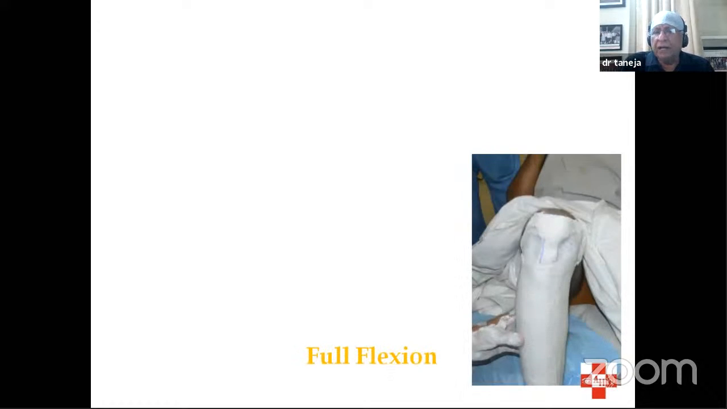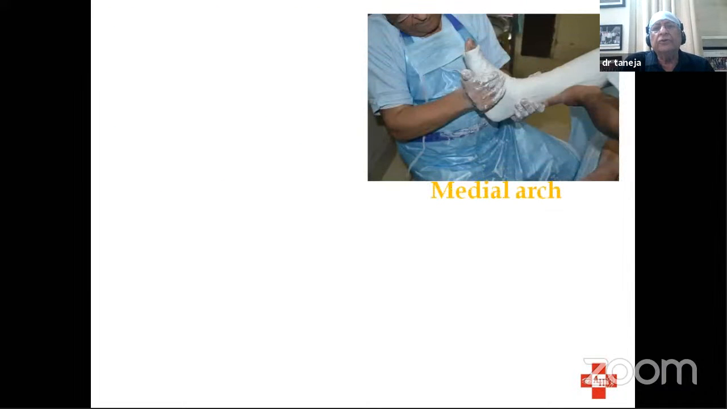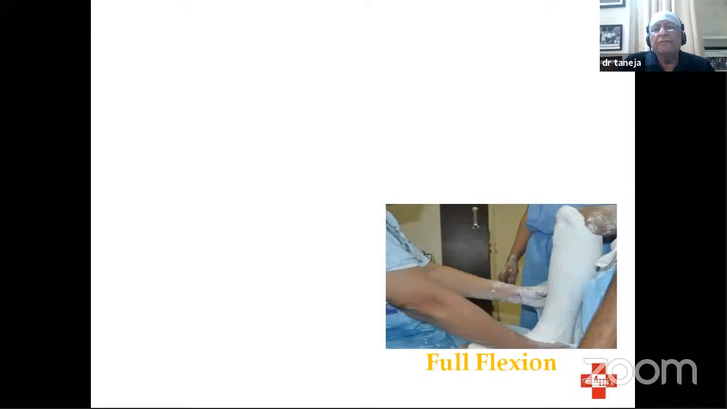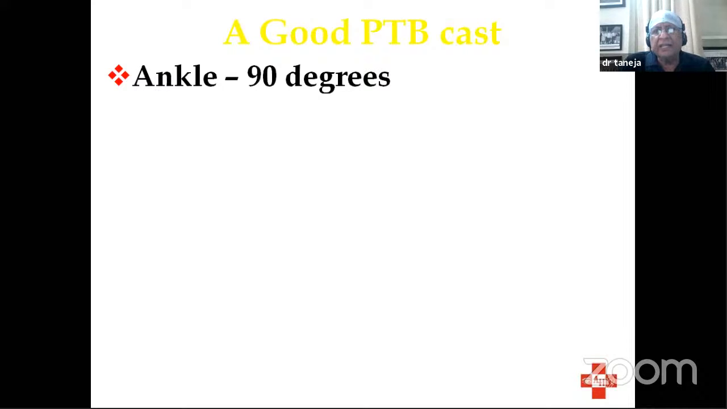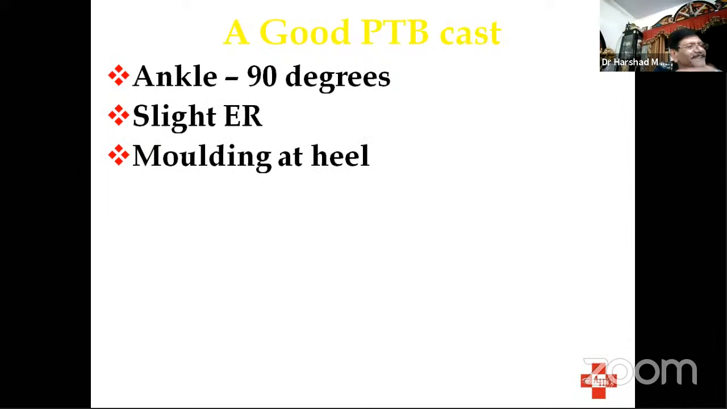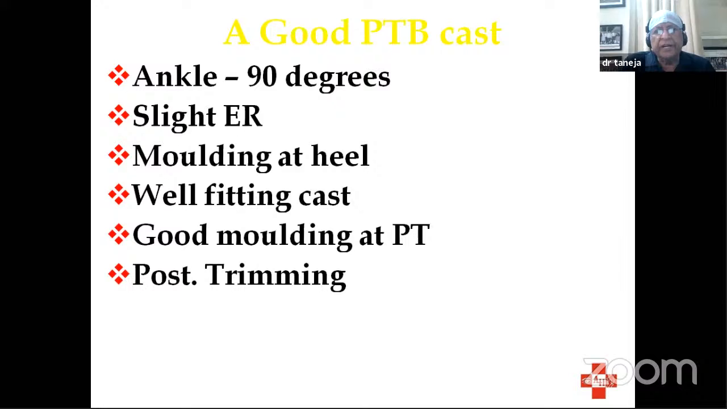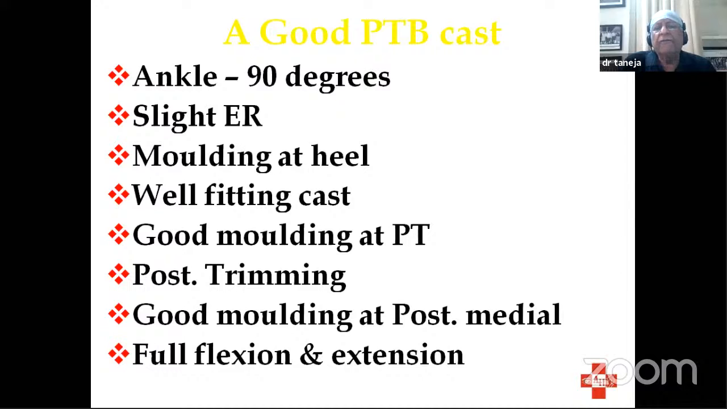After this has been done, you can unfold the stockinette, and then you do the molding. First do the metatarsal arch molding, then you do the medial arch molding, and then you will find that you have a full extension, and you have the full flexion of this patient. Okay, so a good PTB cast is at the ankle 90 degree and slight external rotation, molding at the hip, well-fitting cast, good molding at the patellar tendon, posterior trimming is important, good molding at the posterior median elevation, full flexion and extension.